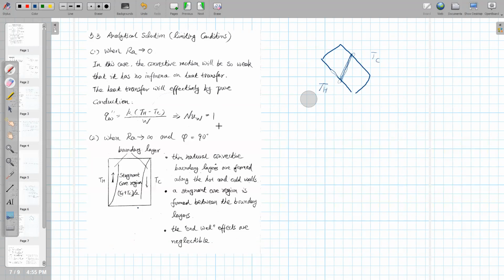And the second case is also a limiting case. We consider the Rayleigh number going to infinity. Going to infinity means that you have very strong natural convection happening, and also that the inclination angle phi goes to 90 degrees. And 90 degrees means that you have this vertical case, right? This is TH, this is TC.